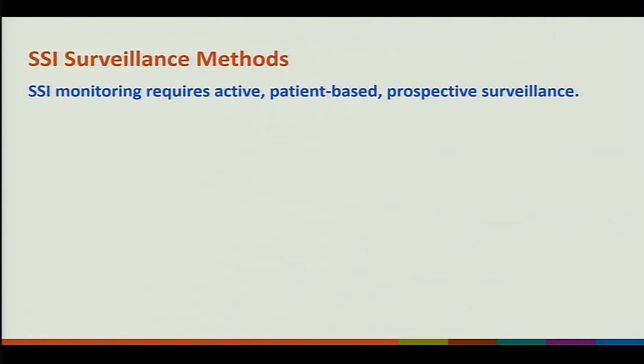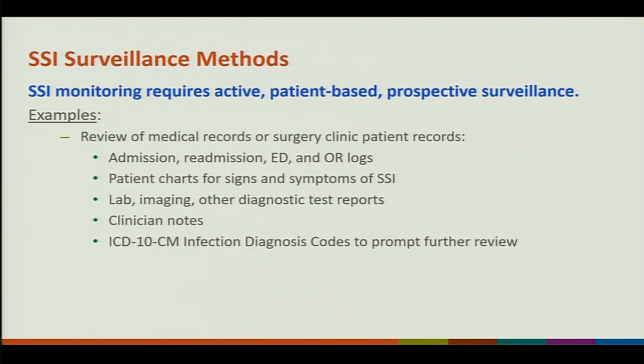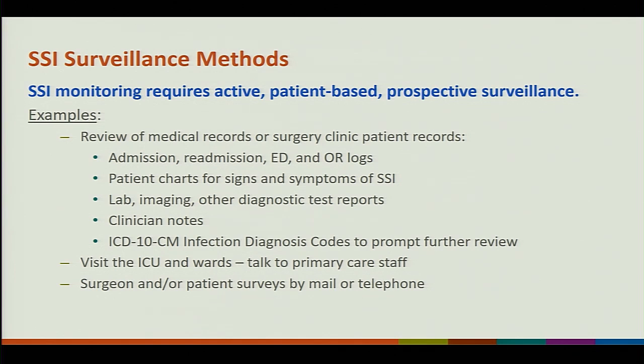It is important to note that SSI monitoring requires active patient-based prospective surveillance. While NHSN does not dictate what methods you must use when performing SSI surveillance, the expectation is that the methods used would identify all SSIs that occur. There are different ways to perform SSI surveillance within your facility, including review of medical record or surgery clinic patient records, such as the admission records, the readmission records, ED or OR logs, patient charts for signs and symptoms, look at your labs, look at your imaging, other diagnostic test reports, review clinician notes. Also, ICD-10 CM infection diagnosis codes are helpful to review, to prompt further review to determine if an SSI is met.